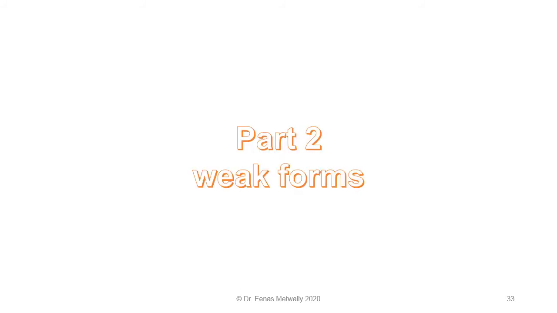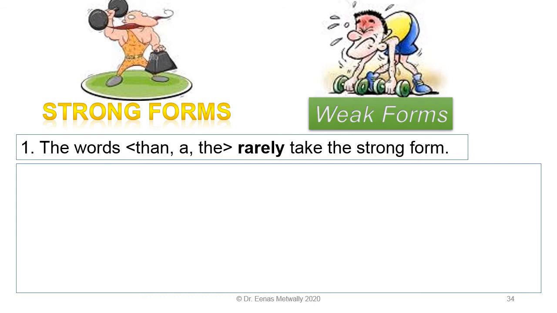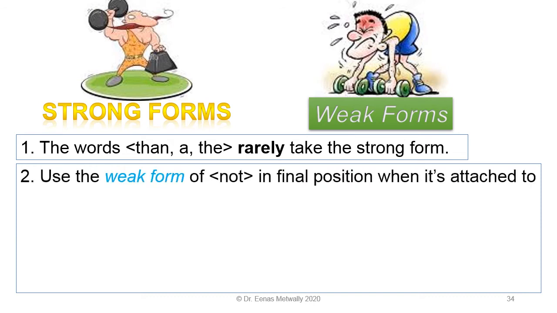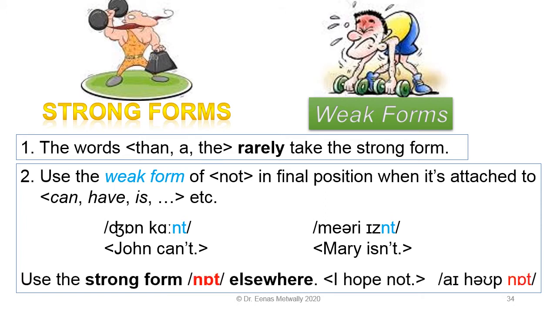Let's now move to part 2 of our video, weak forms. Using the weak forms is important, especially in casual conversation. The words than, and the rarely take the strong form. Use the weak form of not in final position when it's attached to can, have, is, and so on. For example, John can't, Mary isn't. But elsewhere, use the strong form not. I hope not.